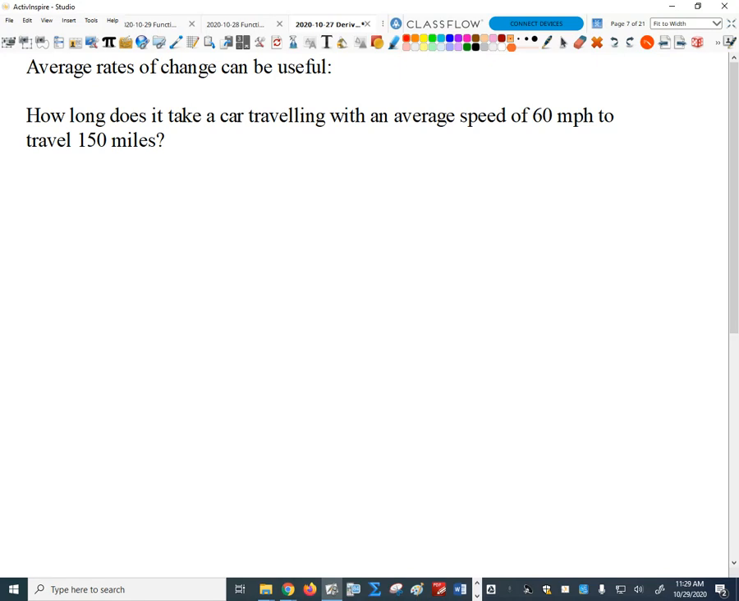Here's an example. How long does it take a car traveling with an average speed of 60 miles per hour to travel 150 miles? Everybody do that one in your head. What do you think? Anybody got an answer? Amber, you said something. What's your answer? How'd you get that? I just divided 150 by 60.